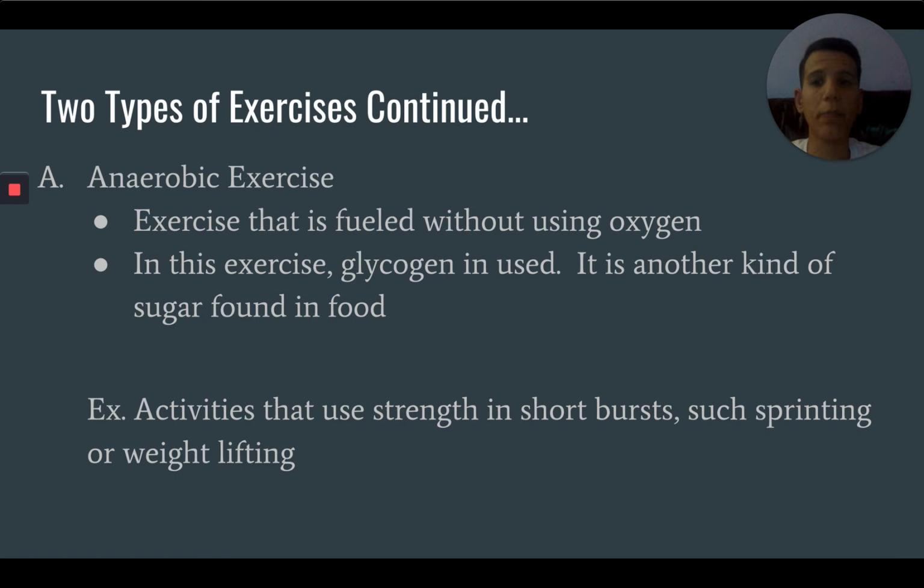And then the other type is anaerobic, exercises that are fueled without using oxygen. In this exercise, in your body, it's called glycogen that is being used. It's another sugar that's found in food. So activities that would be anaerobic would be strength activities in short bursts, like lifting weights or sprinting.